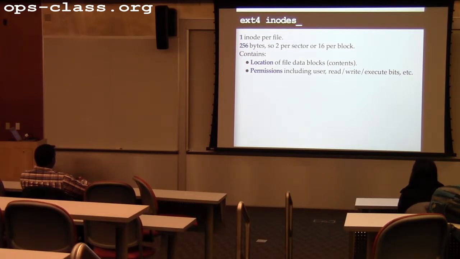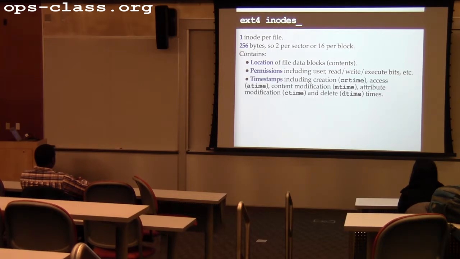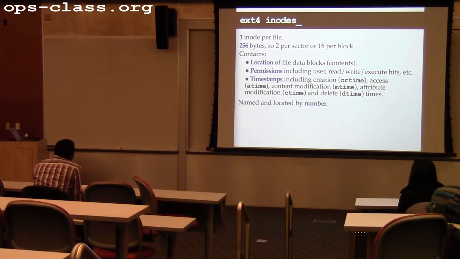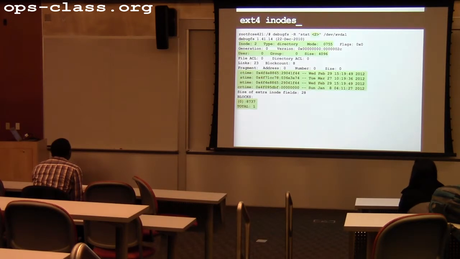It includes permissions about the file. It includes these timestamps that we've talked about. Again, this is EXT4, so it includes the creation time, access time, content modification time, attribute modification time, and delete times. It's kind of interesting. And inodes are named and located by number. Again, numbers are what we like.